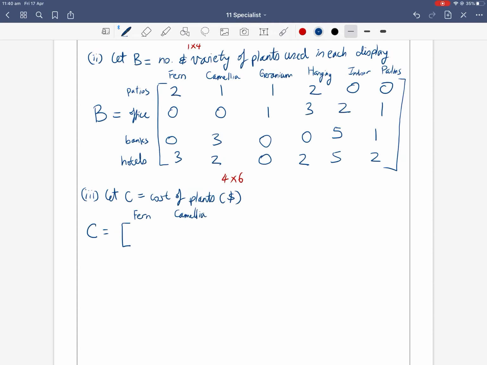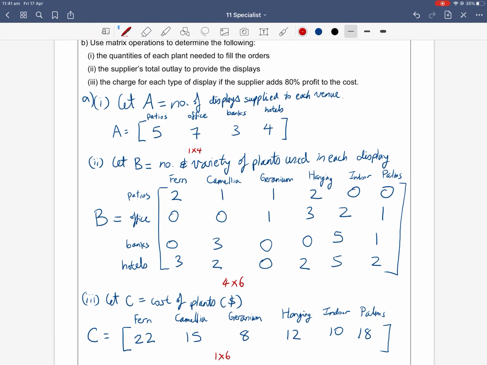So on the top here we've started off with fern, then we have camellia, double L, then geranium, then hanging plants, then indoor plants, then palms. If you don't have the order the same, then later on when you do matrix multiplication and operations, your answers will not make sense. So we said before that ferns cost $22, camellia is $15, geranium is $8, hanging plants is $12, indoor is $10, and palm is $8. So the cost is a 1 by 6 matrix.